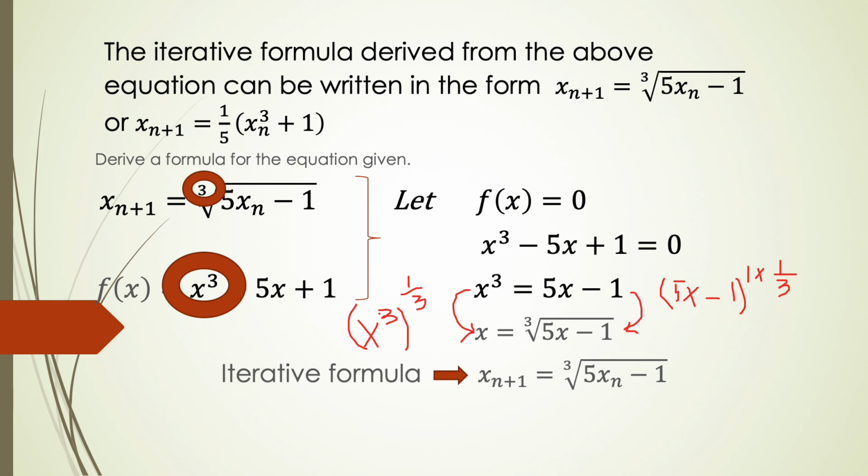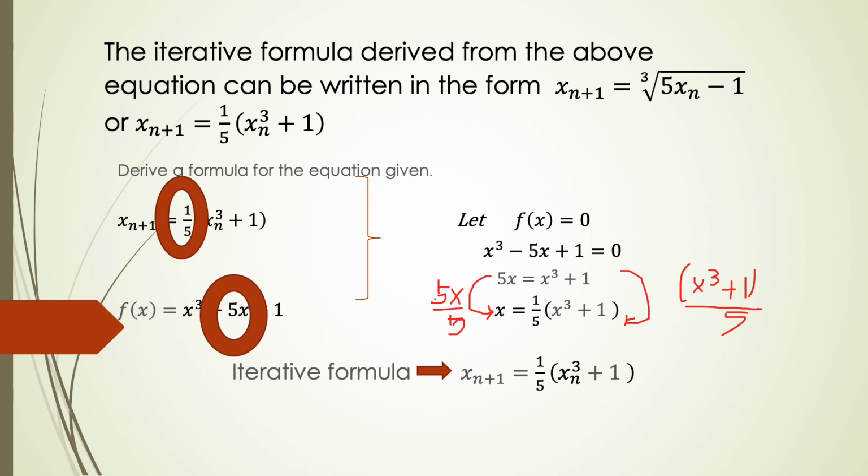So the formula can be written into the iterative formula xn plus 1 equal to cubic root 5xn minus 1, shown. Another iterative formula we want to show is xn plus 1 equal to 1 over 5 bracket xn to the power 3 plus 1. So we do as in the previous working solution. We let f of x equal to 0. So we have x cubed minus 5x plus 1 equal to 0.